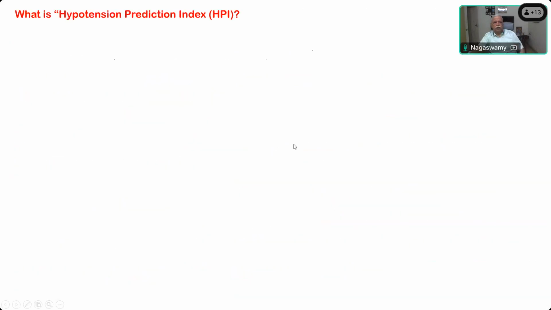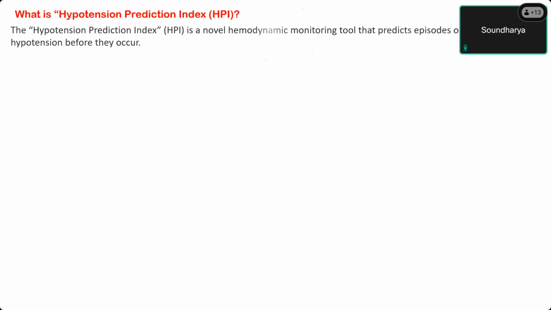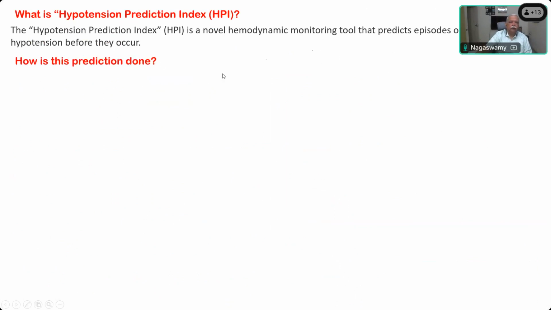What is hypotension prediction index? Heard of this term? No, sir. If you say no, I will proceed without wasting time. No, sir. Very good. The hypotension prediction index is a novel hemodynamic monitoring tool that predicts episodes of intraoperative hypotension before they occur. Okay, how is it done?